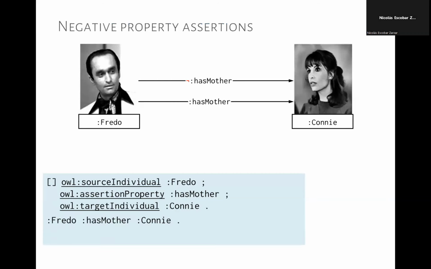I think the last of the property axioms is the negative property assertion. Basically it just allows us to state that something does not hold. It's kind of awkward, actually. If we look at the graph here, there's a little negation symbol to say Fredo does not have mother Connie, and then it says Fredo has mother Connie.